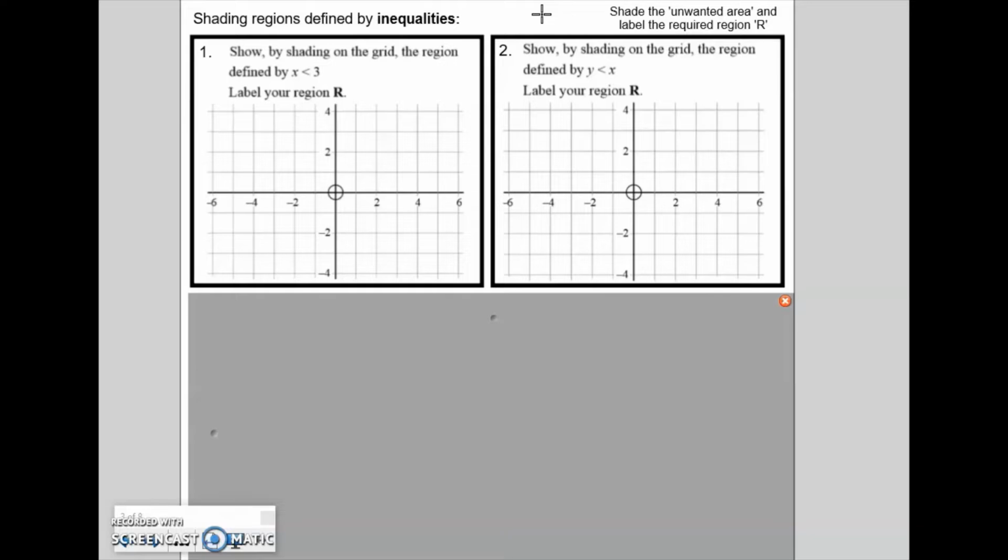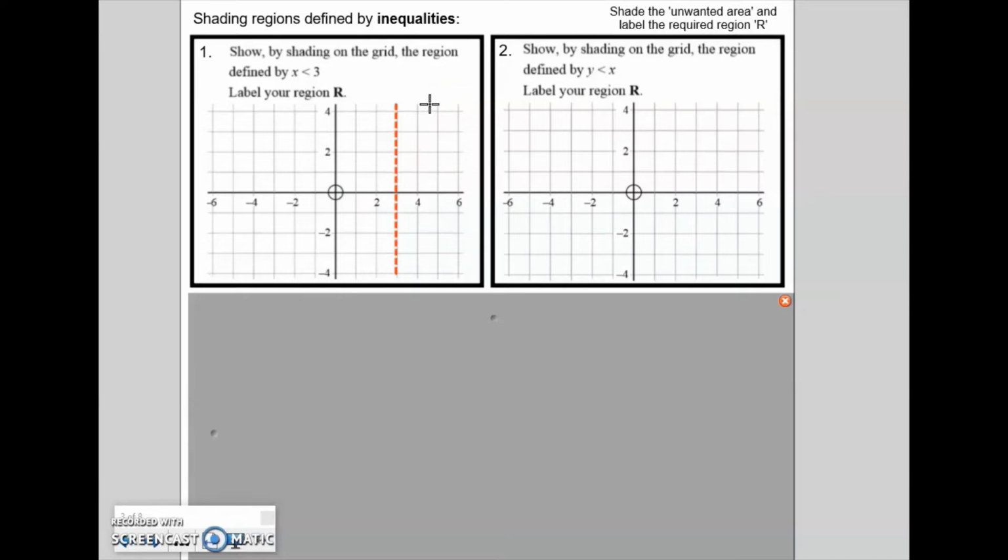Show by shading on the grid the region defined by x is less than 3 and label the region you want as R. So I'm going to draw the graph of x equals 3. We know from the previous few slides that it should be a vertical line going through the point 3 on the x-axis. So any point on this line, the coordinate of x would be 3. Notice that I've used a red dotted line. That is not by accident.